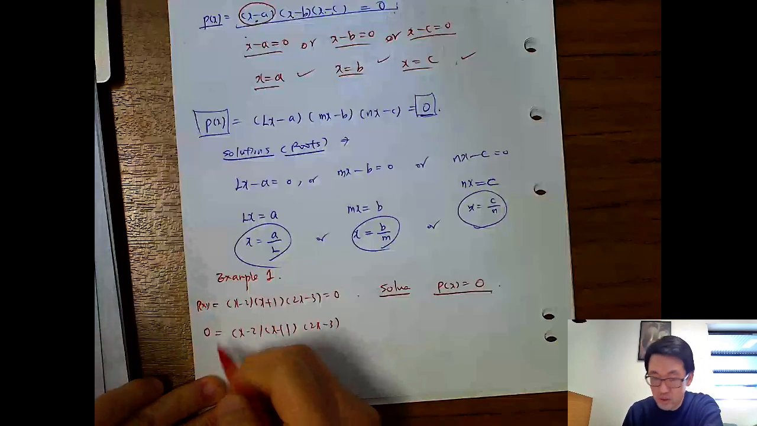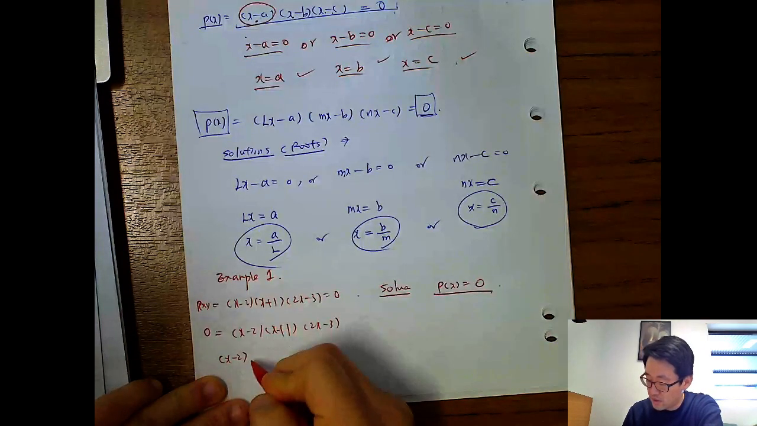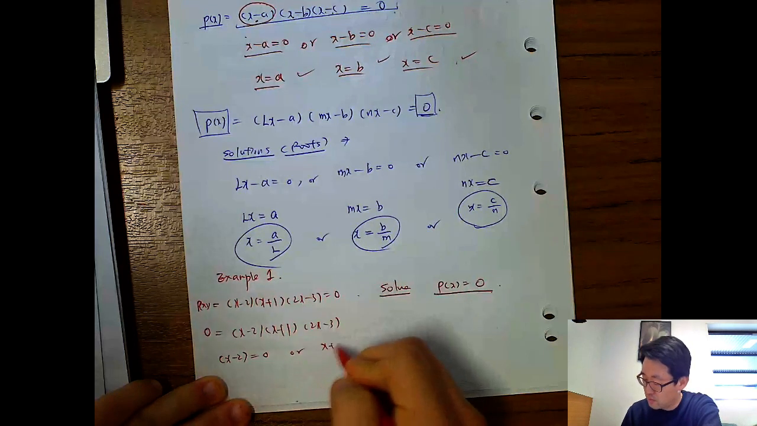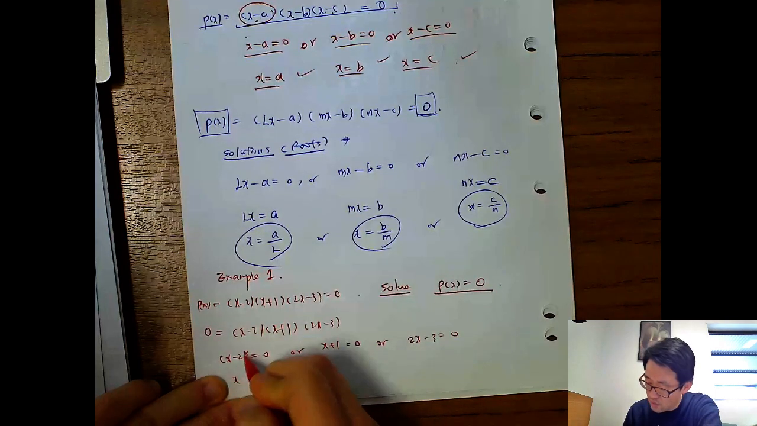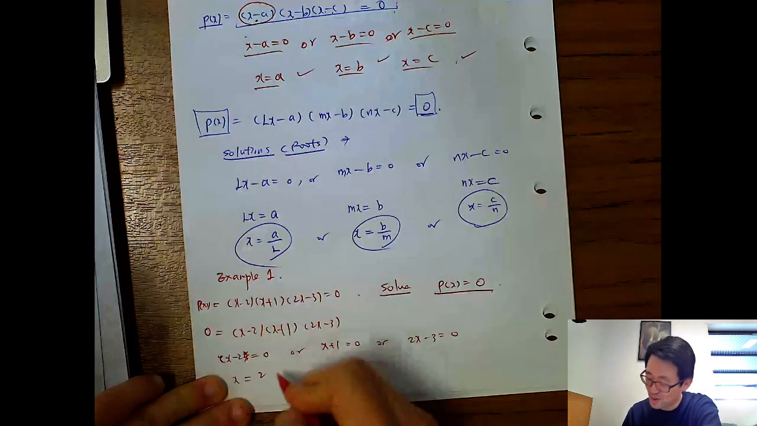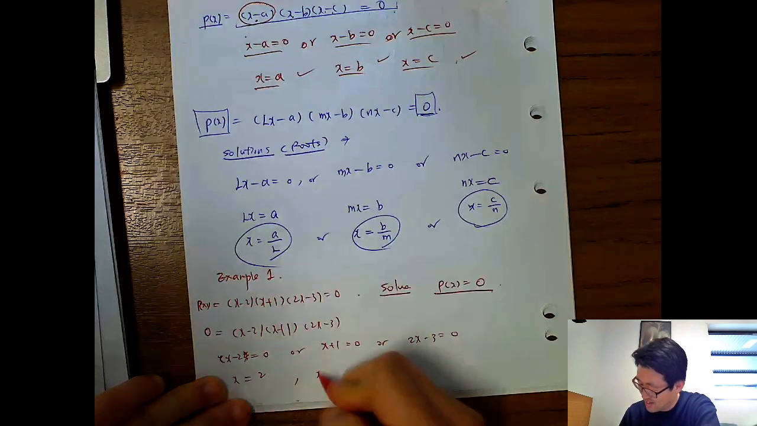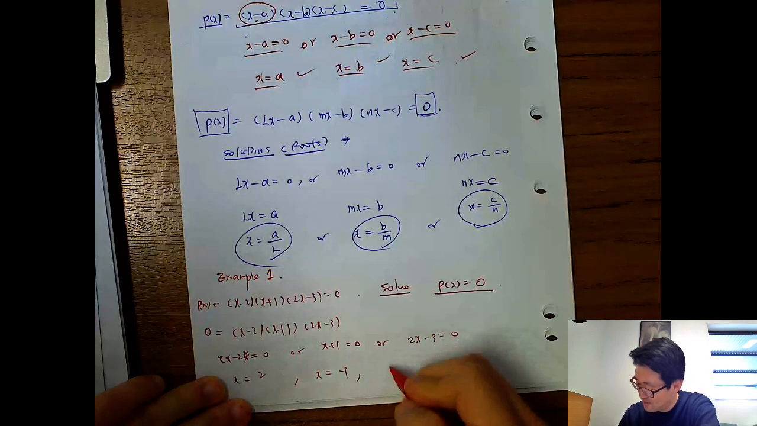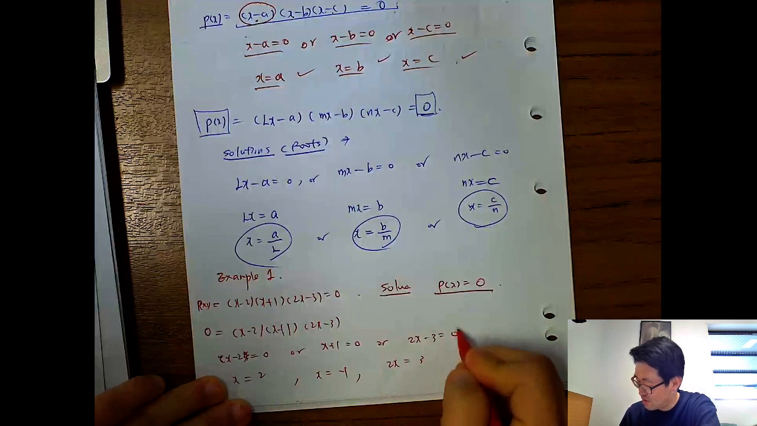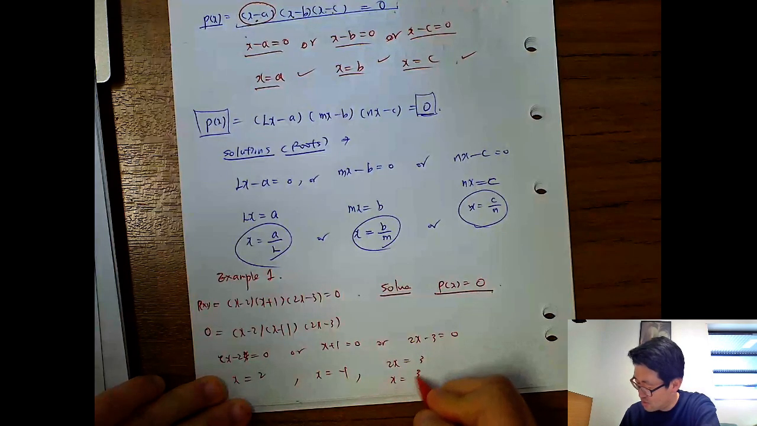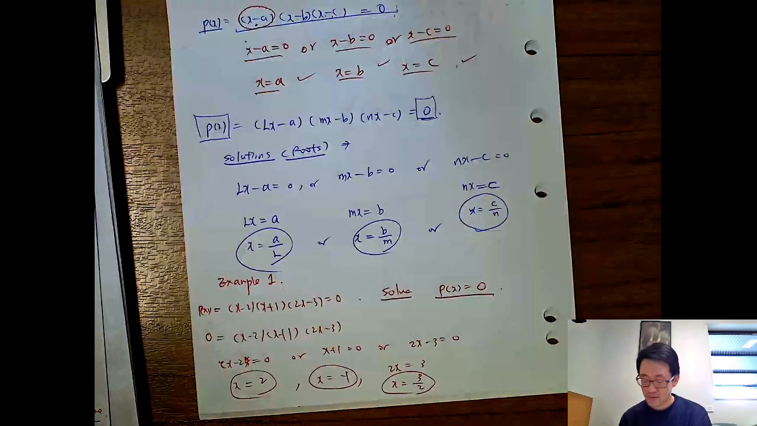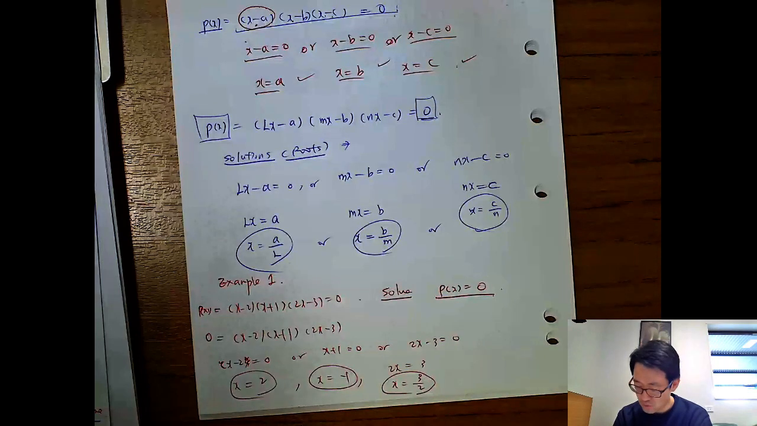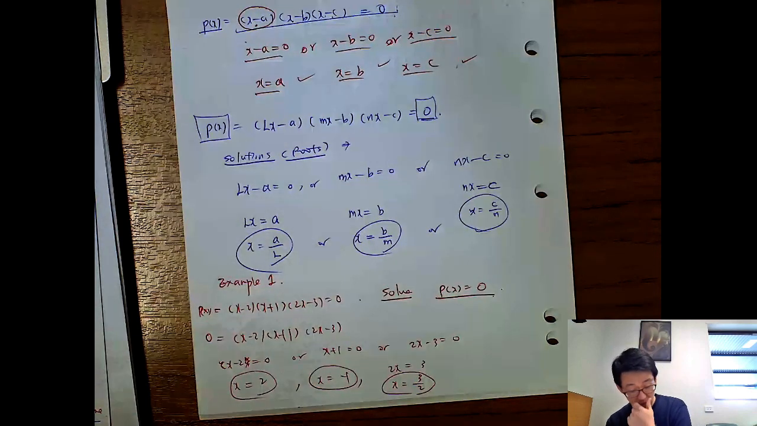And then I will get the solution when x minus 2 equals 0, or x plus 1 equals 0, or 2x minus 3 equals 0. Therefore, x equals 2, x equals minus 1, and 2x equals 3, so x equals 3 over 2. There are 3 possibilities. So x equals 2 or minus 1 or 3 over 2. So just write down, and it doesn't really matter in this case.